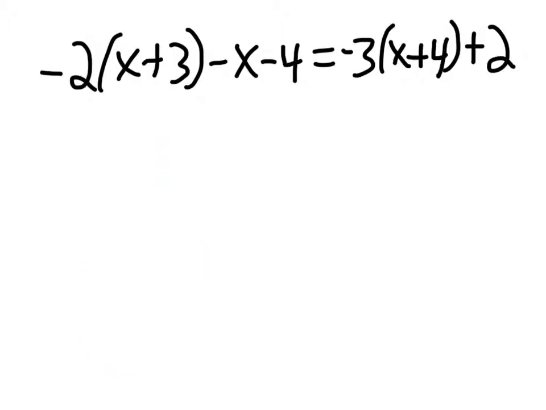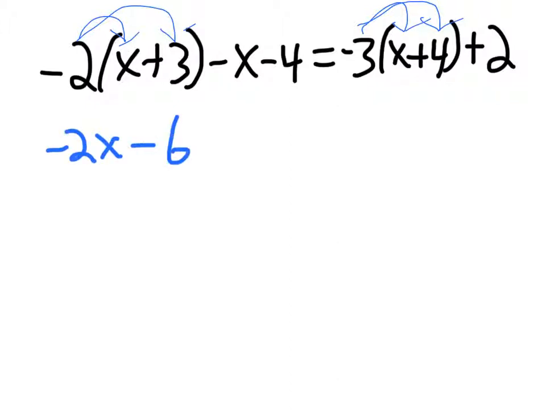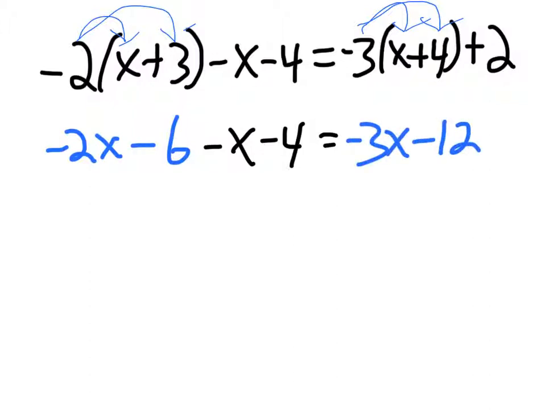book. So to solve this equation, I'm going to first use the distributive property here and multiply that -2 times everything on the inside. And while we're at it, we might as well do the -3 times everything on the inside. It gives us -2x, subtract 6, subtract x, subtract 4. The things in black are the things that aren't changed. Things in blue have changed. -3x, subtract 12, plus 2.